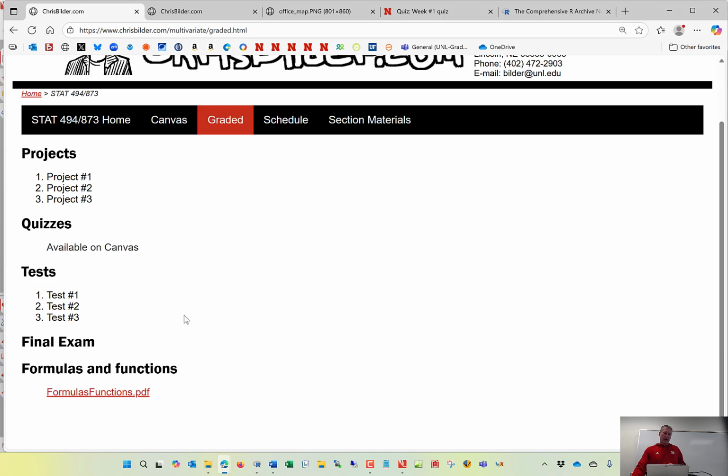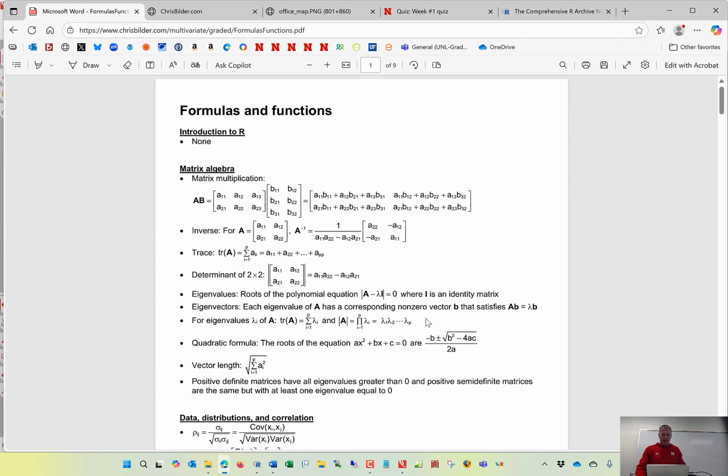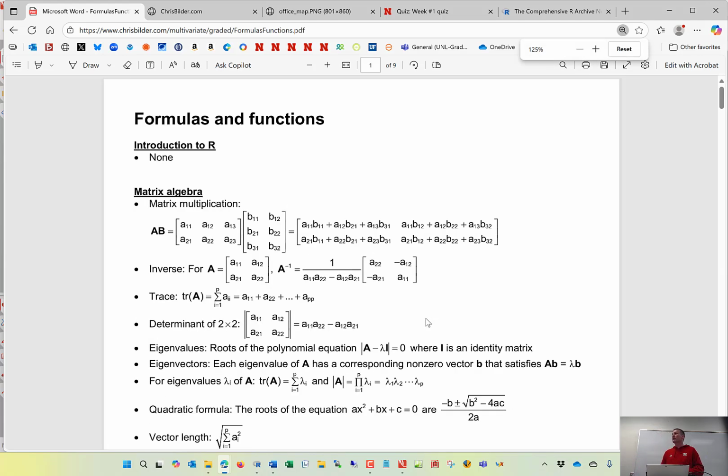Something that you will find useful even now, even before we do a project or a test. I have this formulas function sheet, which I originally put together to help students take a test, since it was closed book, closed note. But you can use this throughout the semester. And what this gives you is a list of important equations that we're going to be looking at.